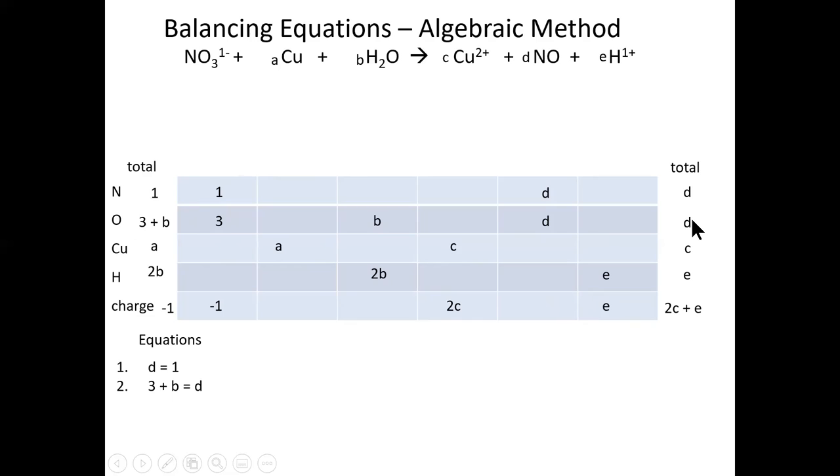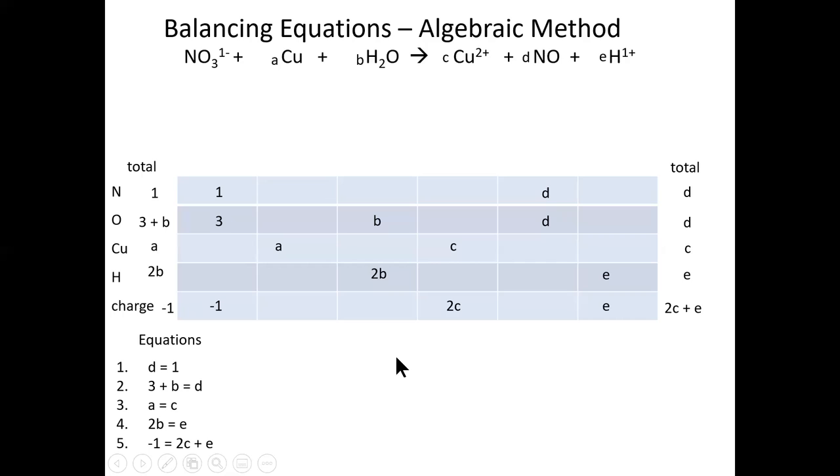In the third line, we can say A is equal to C. In the fourth line down, we can see 2B really equals E. And number 5, we can say the charge balance requires that -1 must be equal to 2C plus E. So now what we're going to do is use all these equations to solve for A, B, C, D, and E.